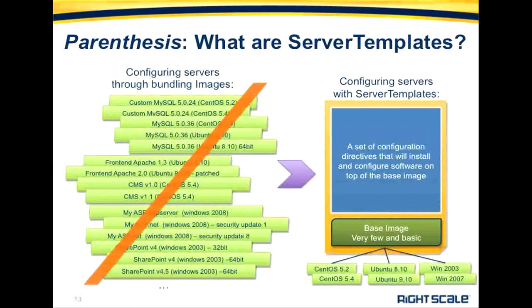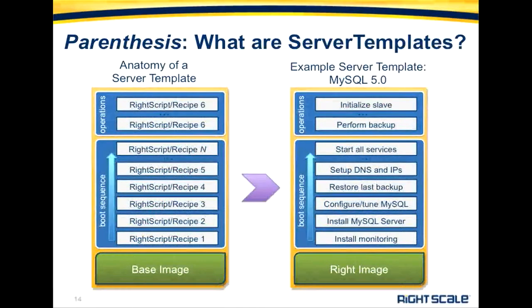So let me give you an example and how it looks. A server template looks something like this. It has a base image, a CentOS 5.4 image, say for example, that is RightScale enabled, and then a set of boot sequence scripts, or recipes for the people who build templates with Chef, that basically specify what needs to be run when the machine boots. These scripts can install stuff, they can configure things, whatever you want.